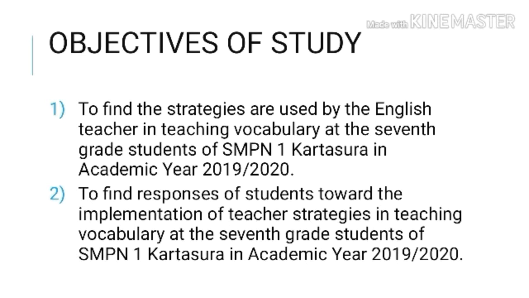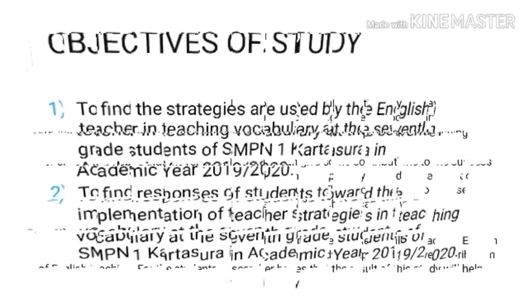The third, objective of study. There are two objectives of study. First, to find the strategies used by the English teacher in teaching vocabulary to the 7th grade students of Junior High School 1 Kartasura in academic year 2019/2020. Second, to find the responses of students toward the implementation of teacher strategies in teaching vocabulary at the 7th grade of Junior High School 1 Kartasura.